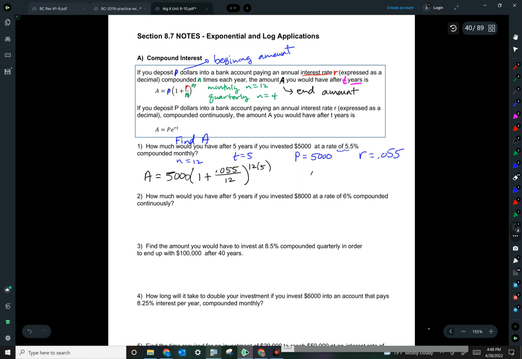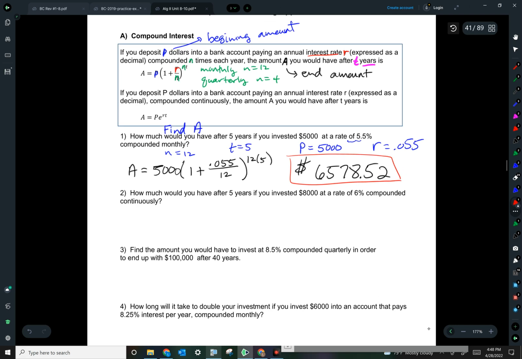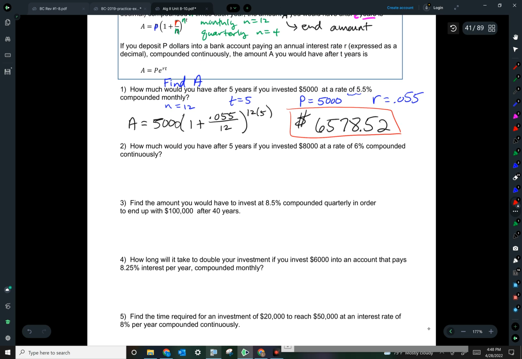$6,578.52, and that is money. Okay, so again, it's all about identifying what each variable represents and then plugging it into the equation.